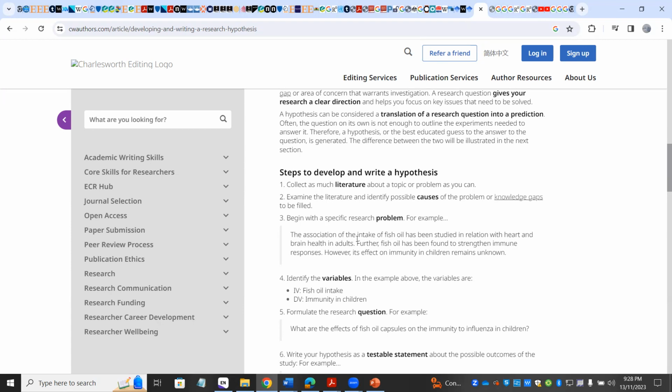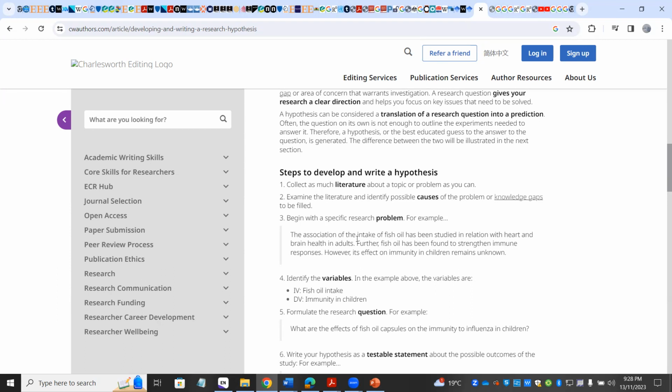I've taken you through how to do a literature review for the topic, then examine the literature, and then identify possible causes of the problem or gaps. Just like what we did, after that I came up with some emerging gaps. If you look at our paper, begin with a specific research.